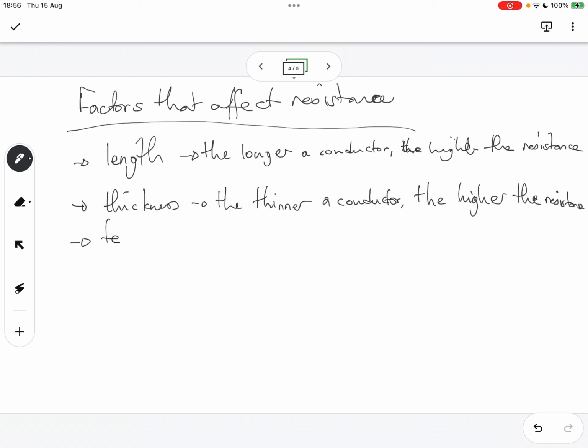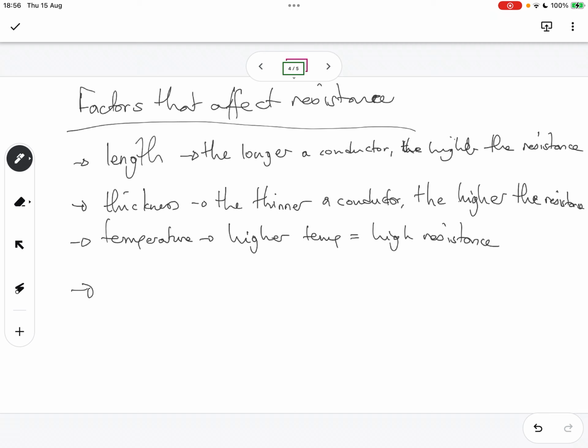And then there's another factor, temperature. Higher temperatures mean higher resistance.